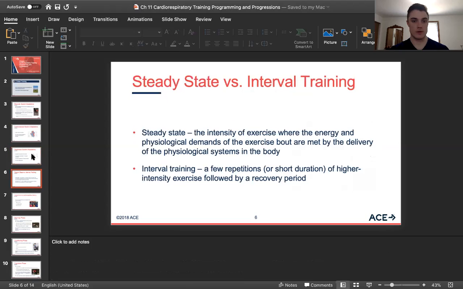So we'll keep going. We have steady state versus interval training. So steady state would be your heart rate stays at a same level. At least you want it to stay at the same level over the course of time. And then for interval training, it'll look more like an undulation. So that would be like high intensity interval training. You're doing like 30 seconds on, a minute off, or Tabata would be like 20 seconds on, 10 seconds off.